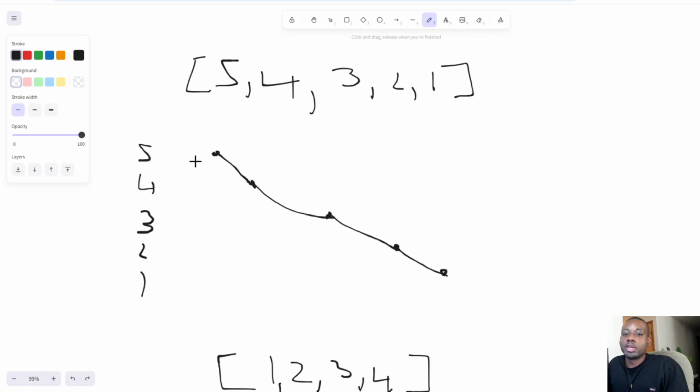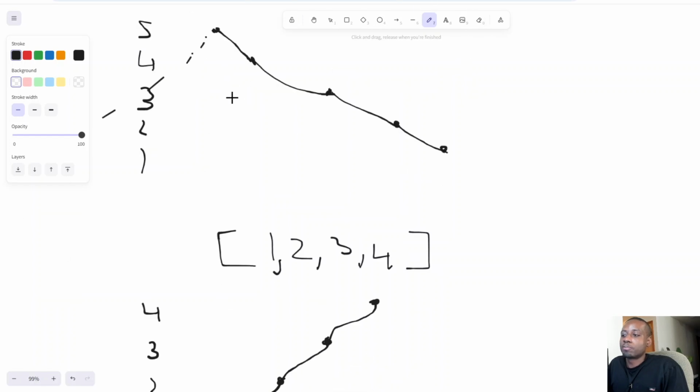Our peak is going to be the first one, because in the requirements they said that for the first index, its left neighbor is negative infinity, guys. So you can imagine a dotted line where anything to its left, for the first element, is negative infinity. So 5 satisfies that requirement. It's greater than its left, negative infinity, and also greater than its right neighbor, 4. So it satisfies the definition of a peak, and we return that answer as the result.